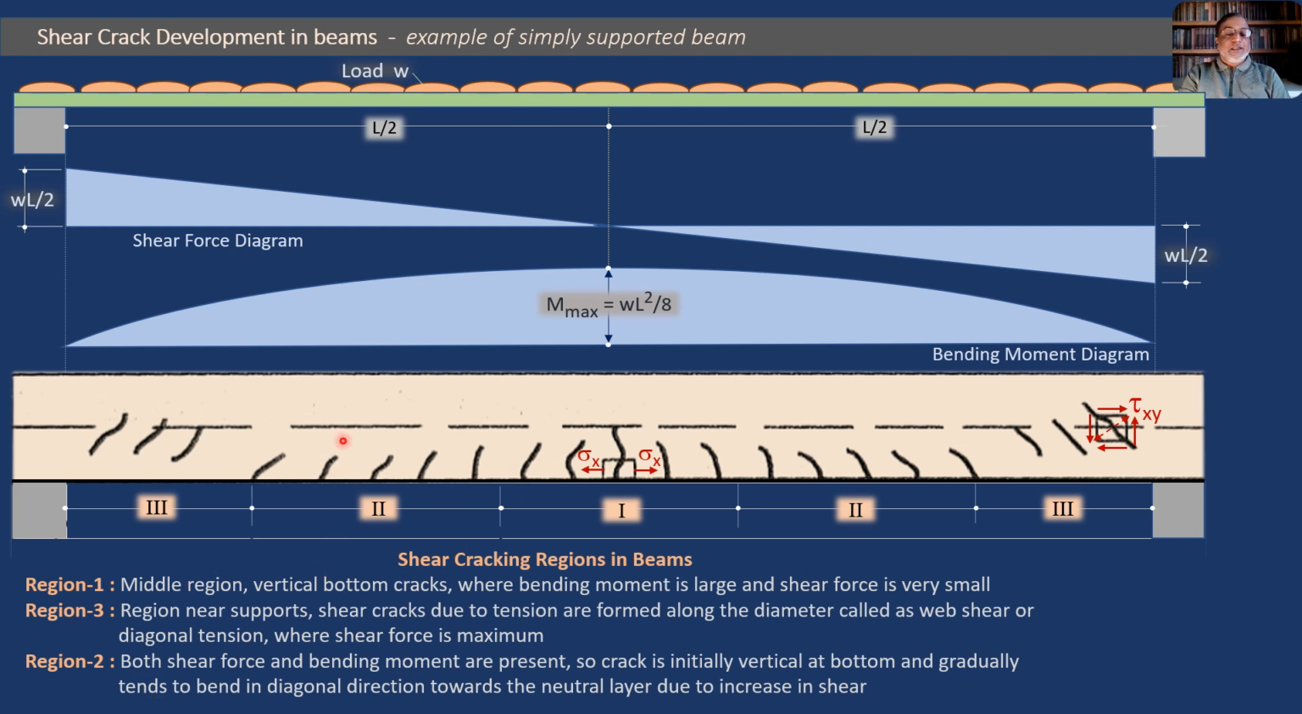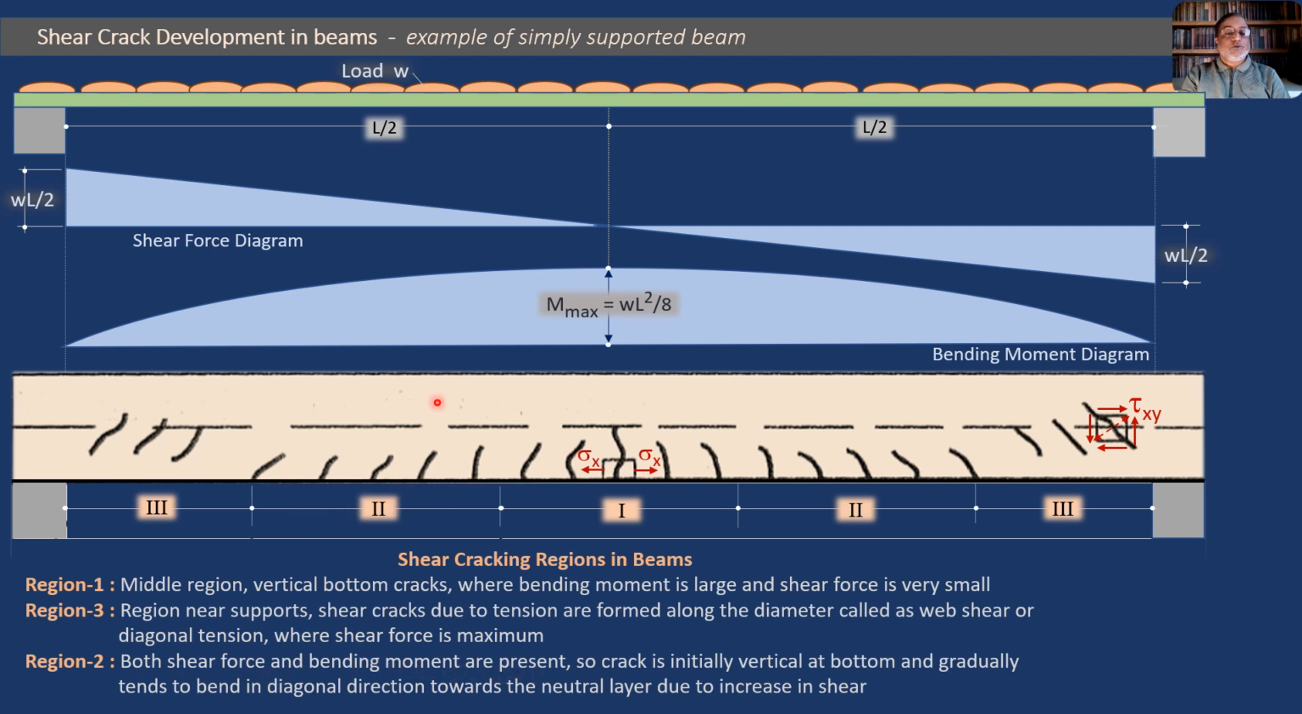Now the middle region, this intermediate region, region 2, which is between 1 and 3, is having a combination of bending as well as shear. So here that third element comes. So we will see both shear force and bending moments are present.